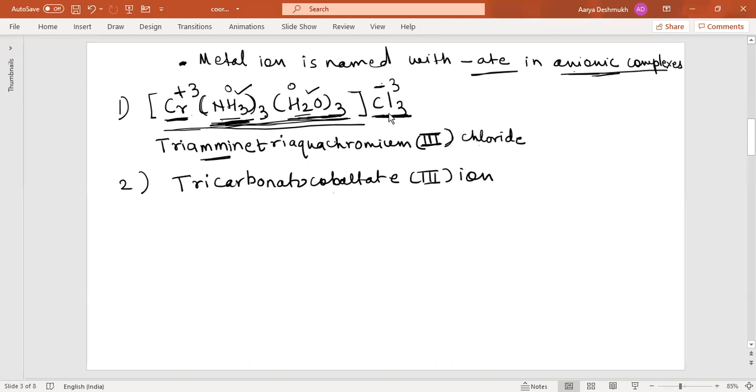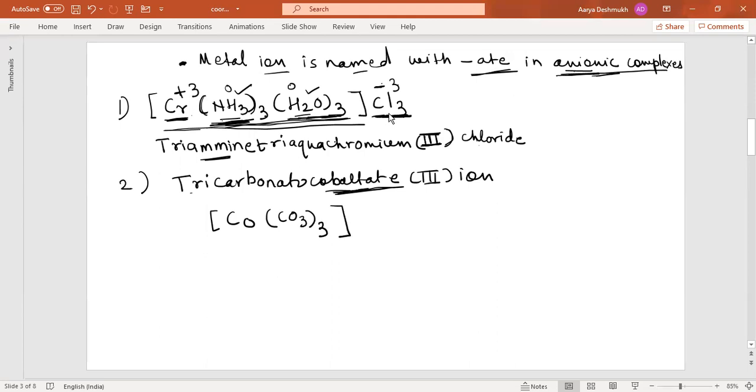Now you can see here this is cobaltate. The hint for you is that it must be an anionic complex, because the metal ion is named with "-ate" in an anionic complex. So first go from this, tricarbonate. And what is the metal ion here? Cobalt. So you can start writing. This is cobalt. How many carbonate are there? 3. So CO3 and 3.